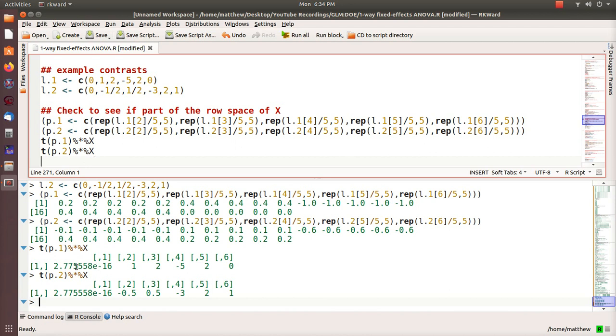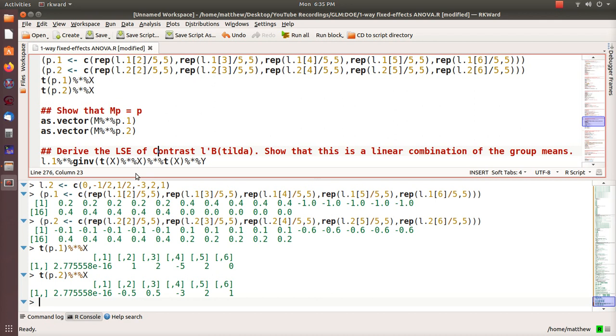So here's the first one. This is essentially 0, 1, 2, negative 5, 2, 0, which is what this is. And they add to 0. The second one, 0, 1 half, negative 1 half, 1 half, minus 3, 2, 1. So these lambda parameters are part of the row space. And it turns out every contrast is.